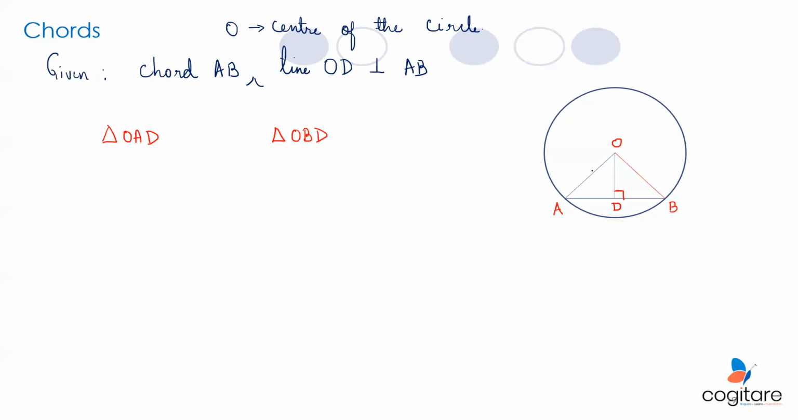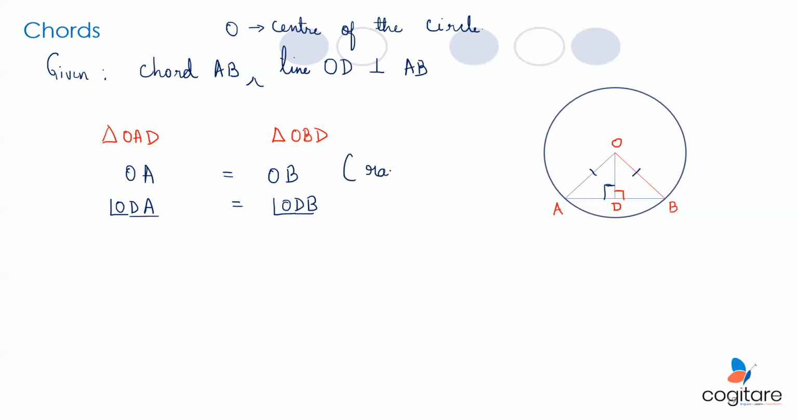Now you can observe that OA and OB are the radii of the same circle, so they're definitely equal. Am I right? And then if angle ODB is 90, then even angle ODA is 90. Right, guys? So shall we list that down? OA is equal to OB, okay? And angle ODA is equal to angle ODB.